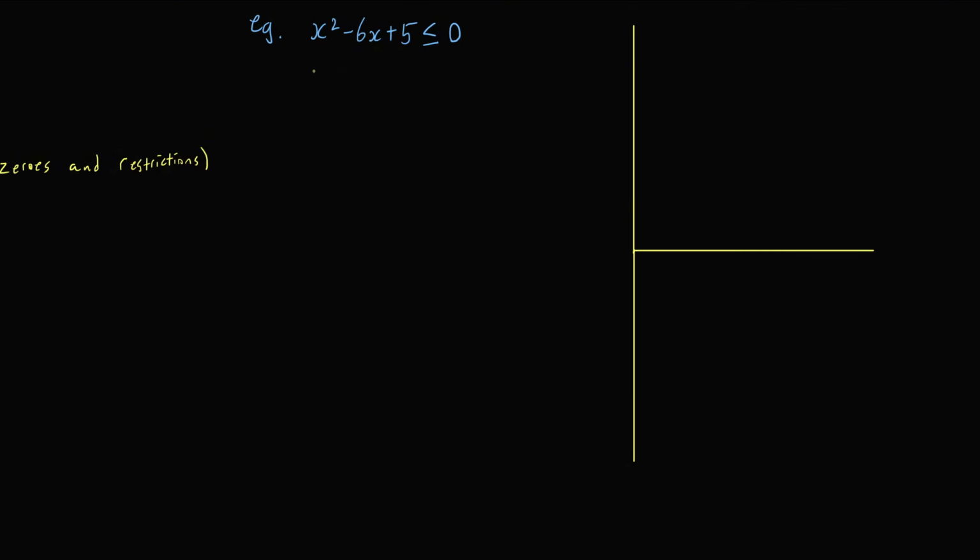So, let's look at this example over here. x squared minus 6x plus 5 is less than or equal to 0. If this 5 was on the right side, you would have to move it. As I said, you have to make sure that one side is equal to 0.